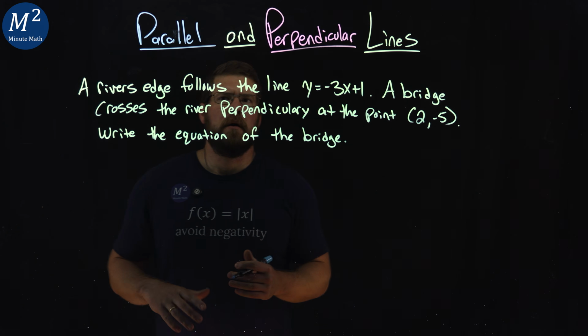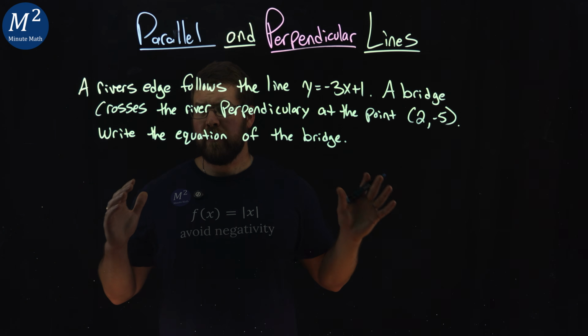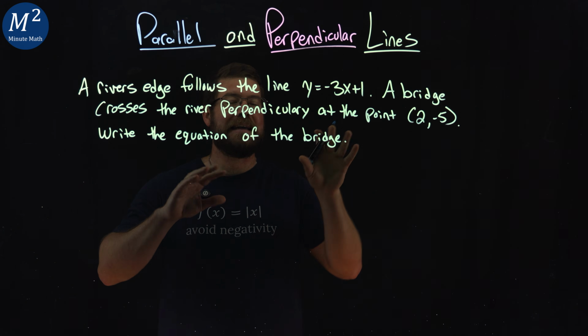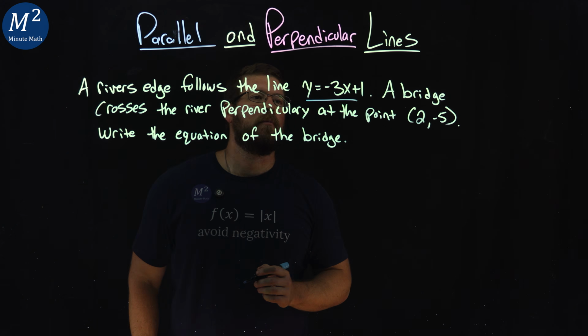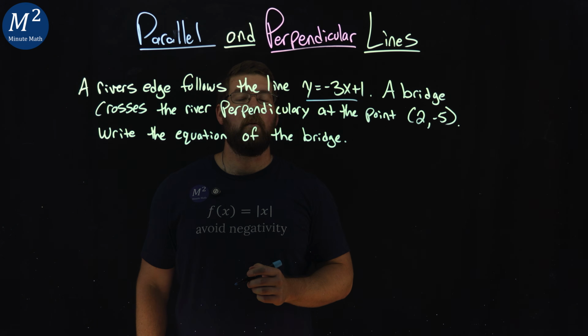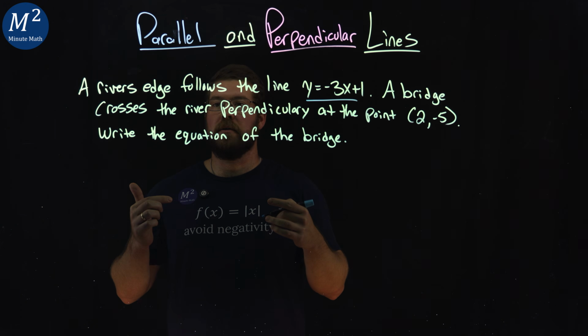All right. Well, we could make a visual, it might help us here, but we can show that we can do it without the visual. All we need to do is extrapolate the information that's given to us here. The river follows this line, y equals negative 3x plus 1. And the bridge is perpendicular, right?